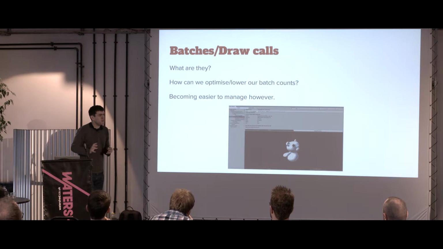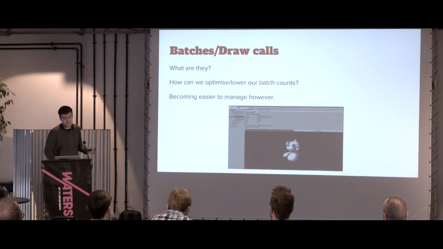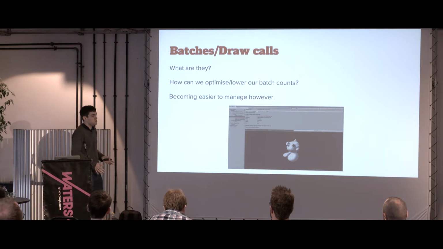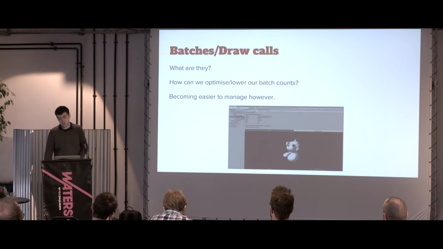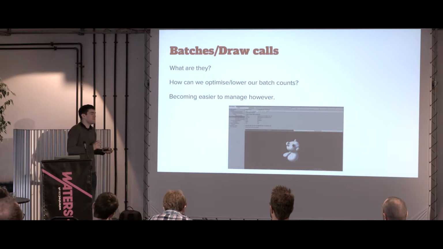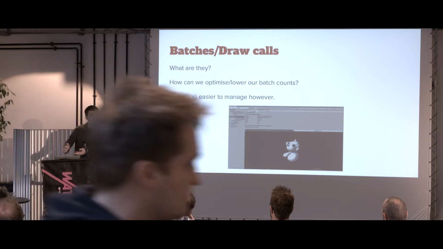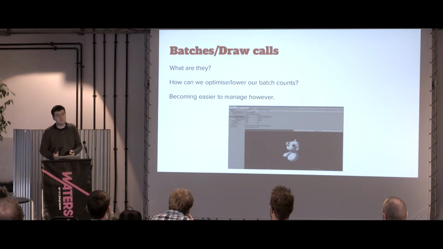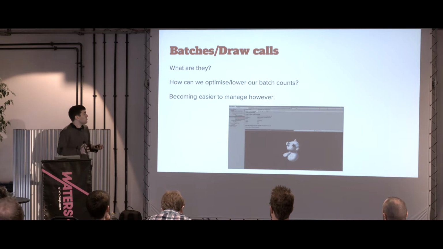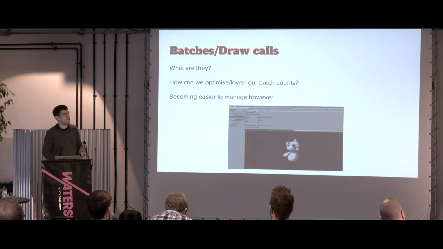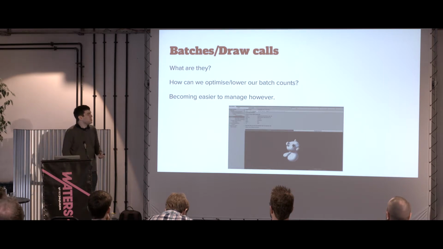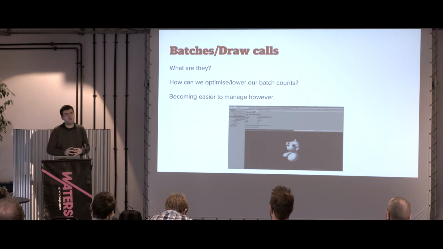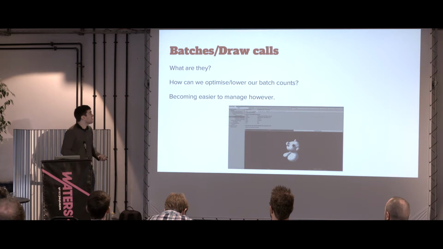Before I move on to the next point I was going to talk about, I wanted to very briefly talk about batches and draw calls for those who don't really know much about them. A draw call is basically a message sent from the CPU to the GPU, which then the GPU renders a bunch of vertex information in it. But the problem with draw calls is that they're slow, but they are a necessary evil. You have to have a draw call, otherwise nothing will render. And so the optimization process of that is you try and have fewer draw calls with more information in them to make that process as efficient as possible.